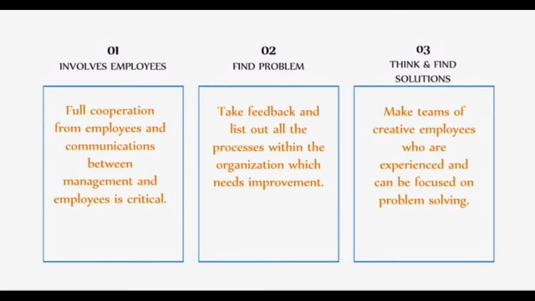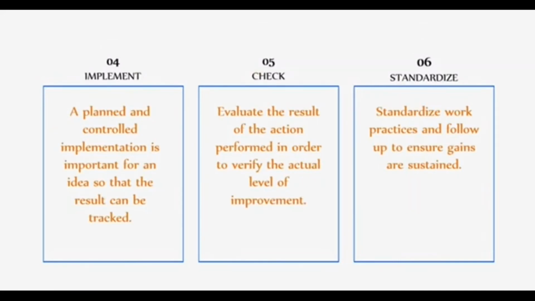Second one is find problems. The second step to implement Kaizen is to accept and find problems in your organization. For this, you need to take a 360-degree feedback and involve your employees. You can list out all the process within the organization which needs improvement. The third one is think and find solutions. Managers can make teams of creative employees who are experienced, and these employees can be focused on problem solving. They might have to dedicate specific time to find solution to the problem the firm is facing.